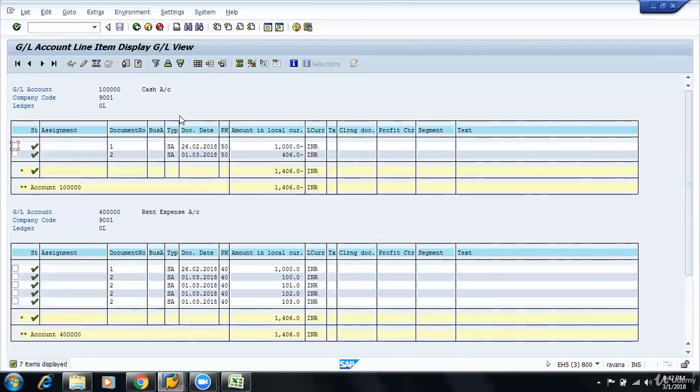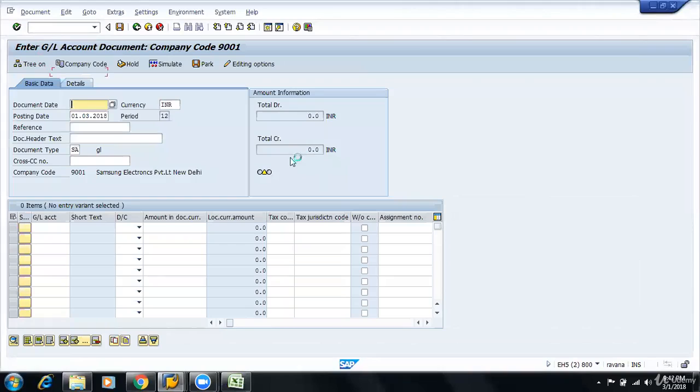Okay, folks. Here, this 406 is the second document which I just posted after holding a document. This was the posted document. But can you show me the document which I just held?